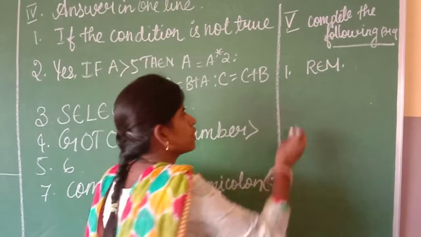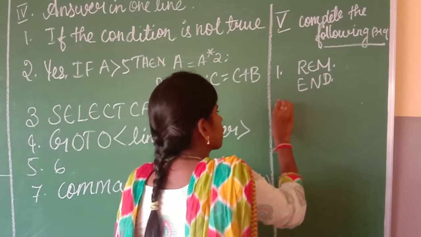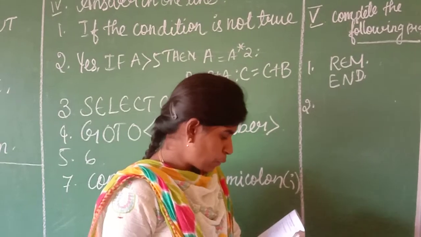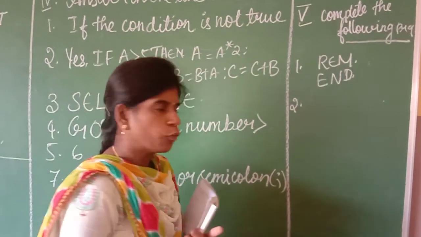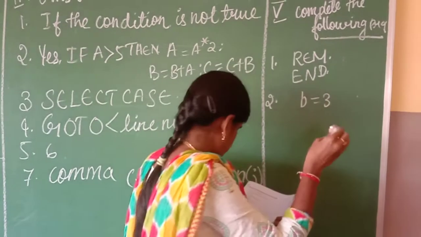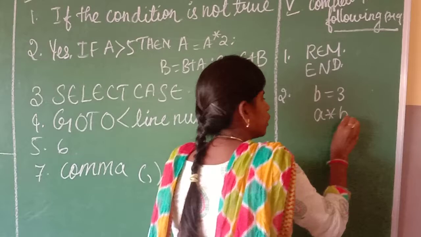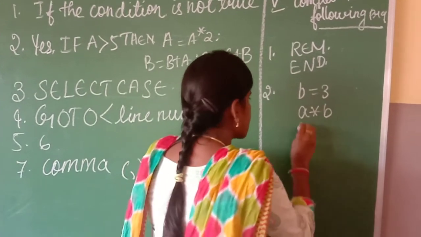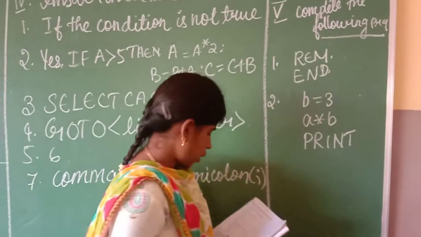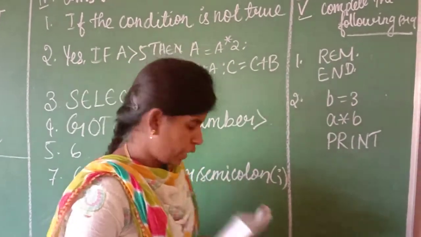Print statement ends the program. So what is the 30th line? It will be an end because it is ending the program. Okay. Second program, it is a multiplication program. Let A equal to 4. Let B equal to 3. C equal to A asterisk B, that is A into B. And print C.